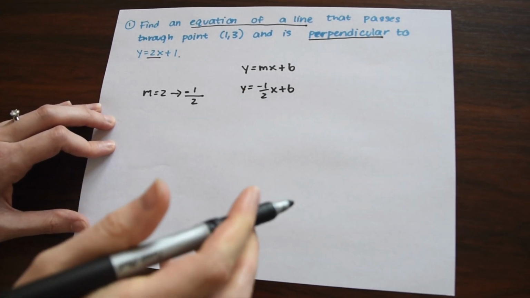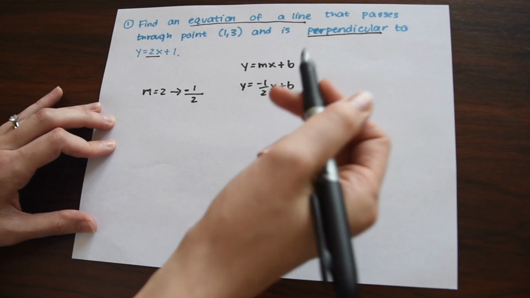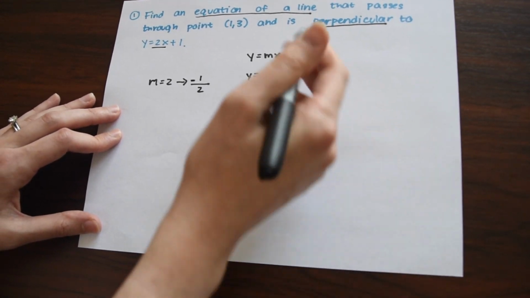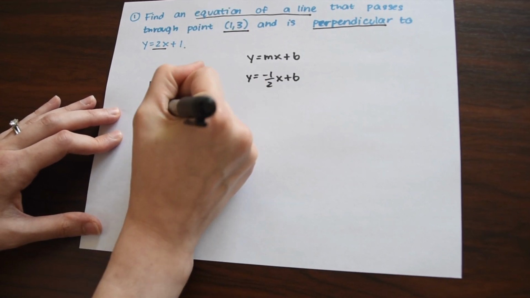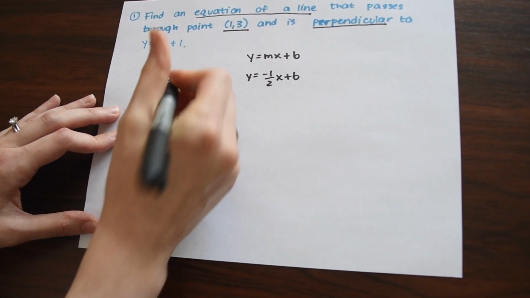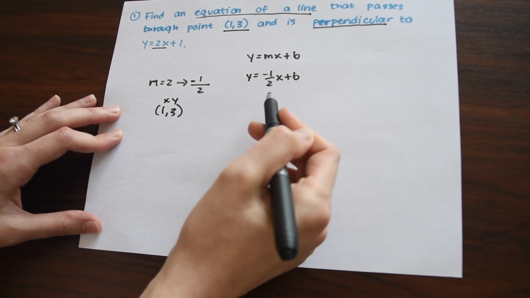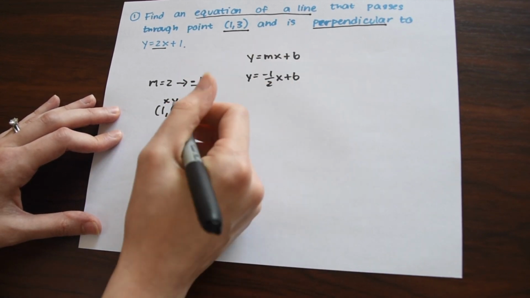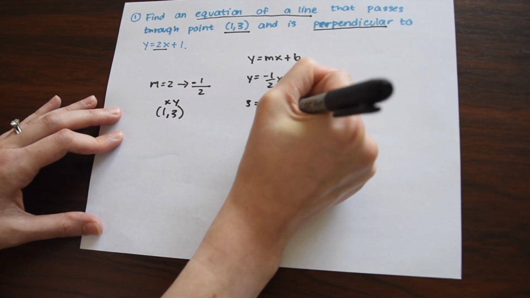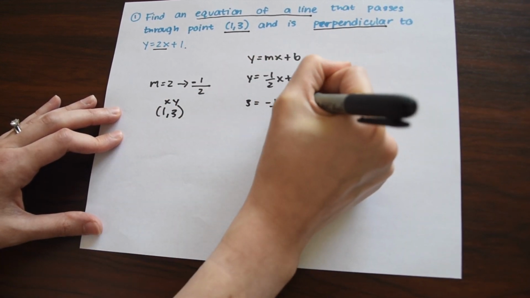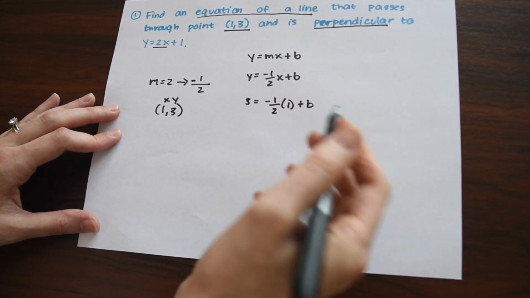The next part of our question is finding the b, the y-intercept. To do that, they give us a point. They don't just leave us hanging dry. They give us a point, (1, 3). We can just take these values for x and y and plug them into our equation and solve for b. So for y, we're just going to put 3, and for x, we're just going to put 1. And now we're just going to solve as normal algebraically for b.